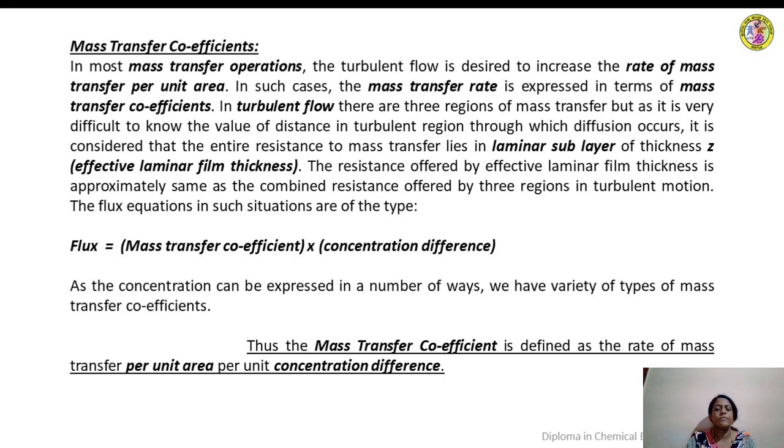So in that case, the flux equation can be written as flux is equal to mass transfer coefficient into concentration difference. So according to this equation, we can now define the mass transfer coefficient as the rate of mass transfer per unit area per unit concentration difference. That is, the number of moles of diffusing substance that diffuses per unit time per unit area per unit concentration difference is what is known as the mass transfer coefficient.